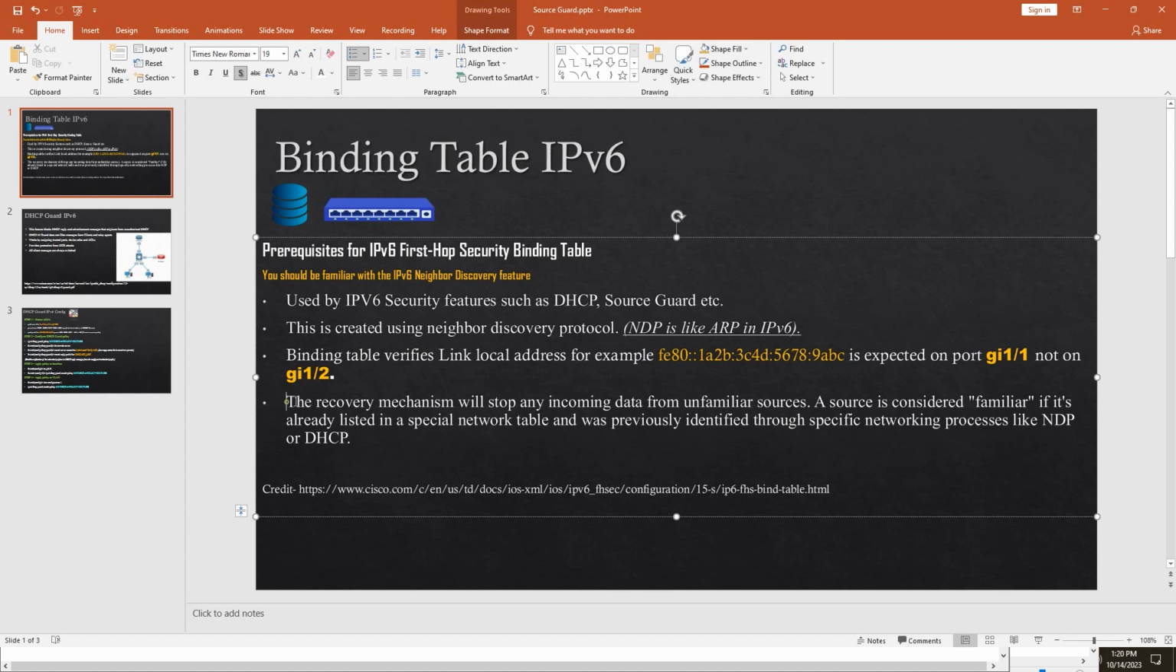And then the recovery mechanism will stop any incoming packet from unfamiliar sources. The source is considered familiar if it is already listed in the binding table, which was previously identified through specific processes like NDP or DHCP.